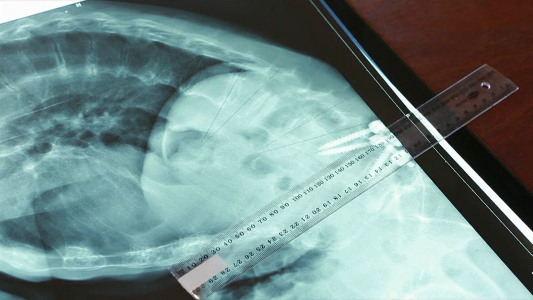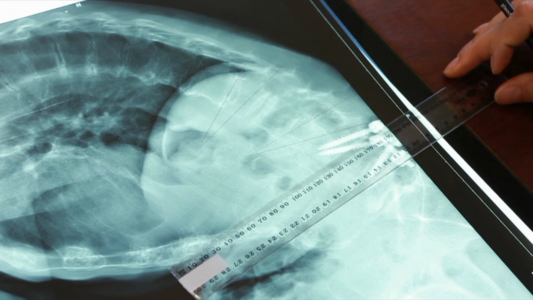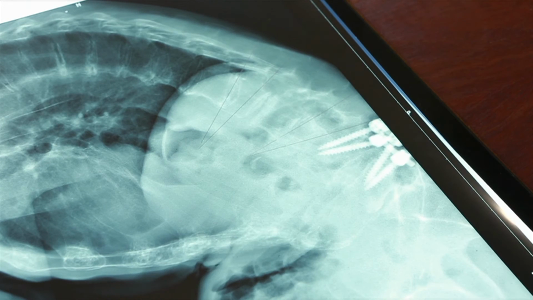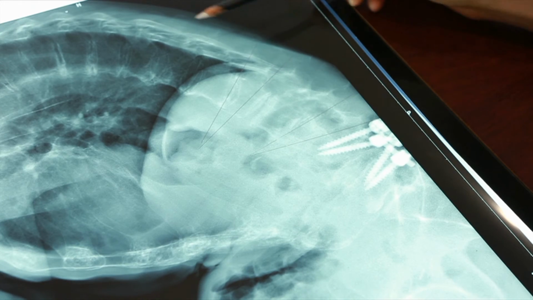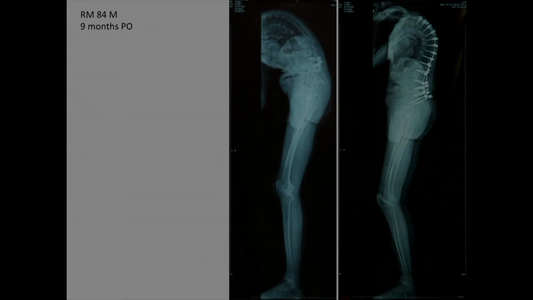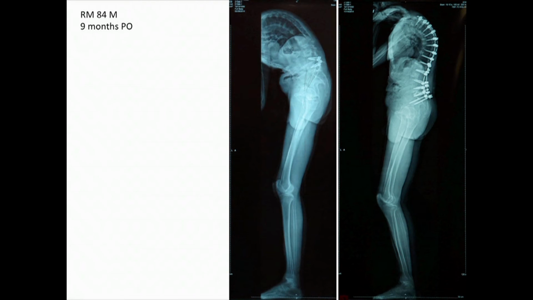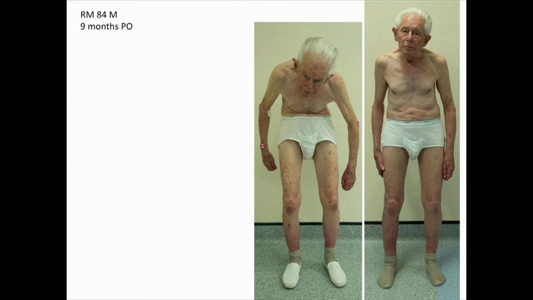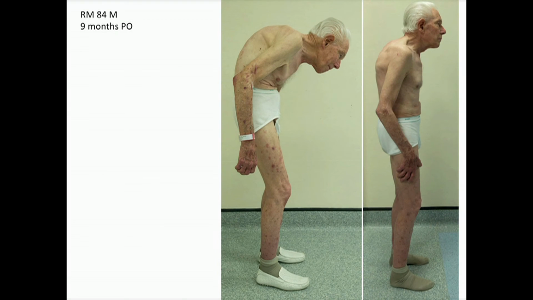These 2 osteotomies together will achieve approximately 40 to 50 degrees, and the remainder of the deformity can be corrected by removing several of the facets between the upper thoracic spine and the pelvis. 9 months post-operatively, we can see that the patient is standing in an upright posture which is sufficient for him to carry out his routine daily activities, and fortunately he is free of any pain. And this picture demonstrates the patient pre-operatively and 9 months post-operatively. And this is the same image but from the side.